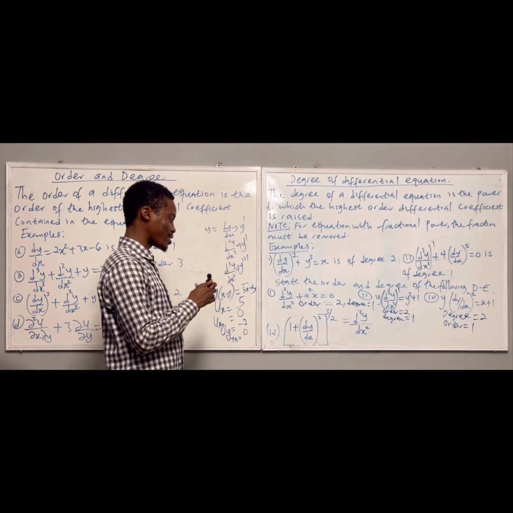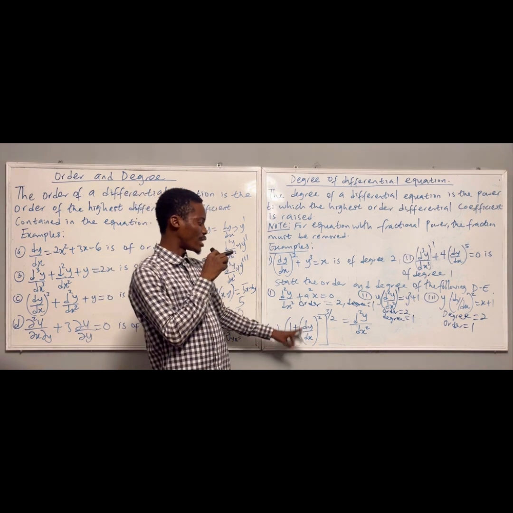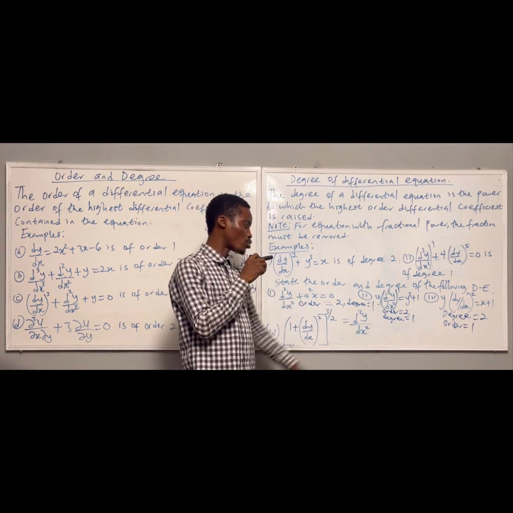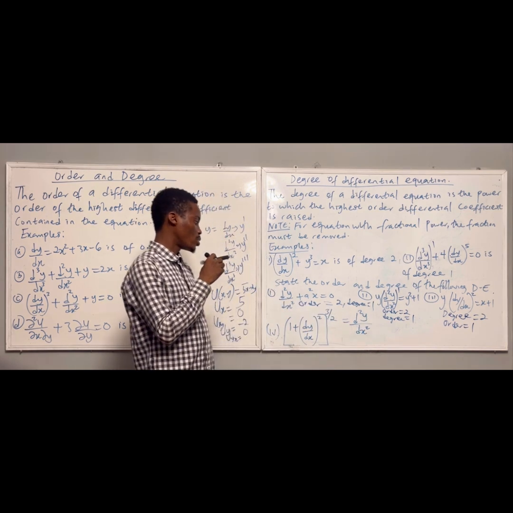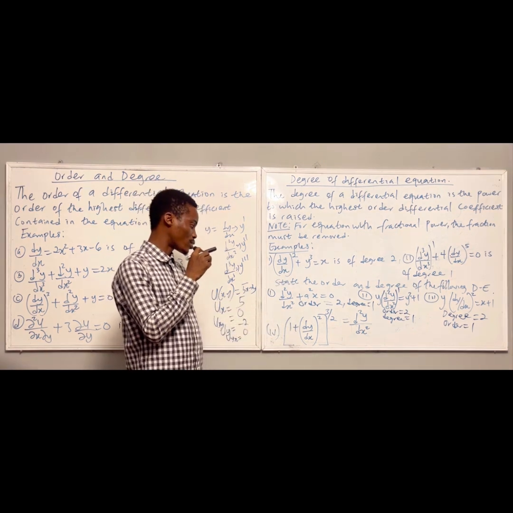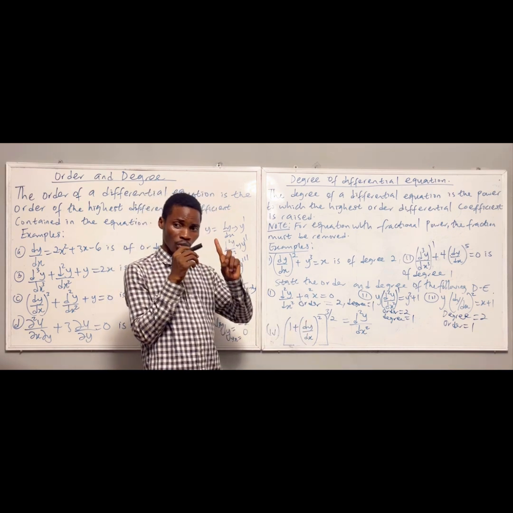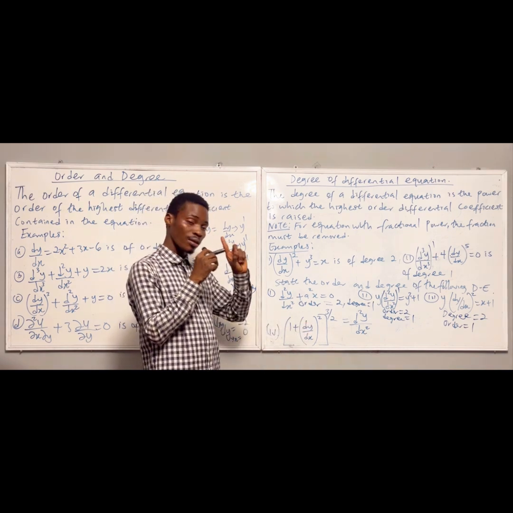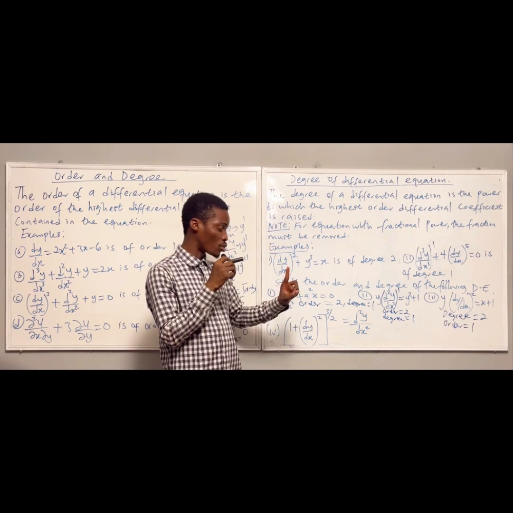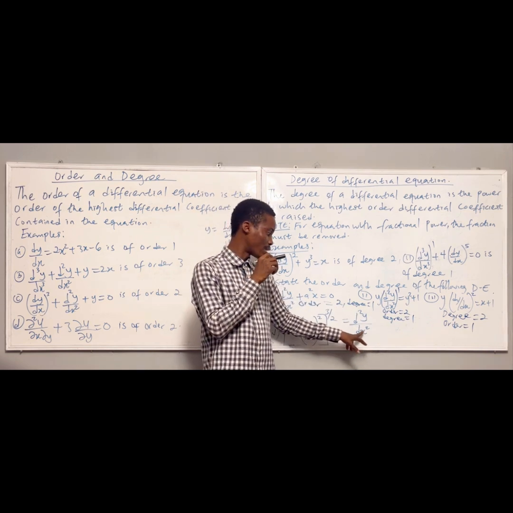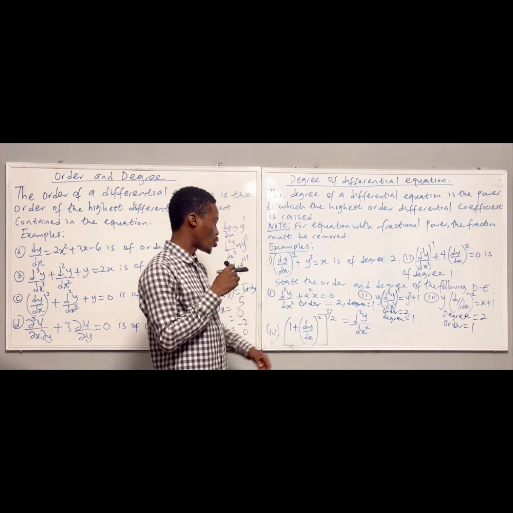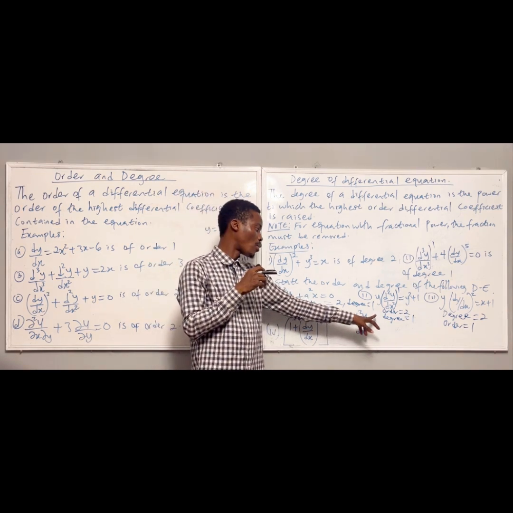So let us now consider the last example: 1 plus the dy over dx all to the power of 2, all to the power of 3 over 2, is equal to d squared y all over d x squared. What is the order? What is the degree? The highest derivative here: dy over dx is first order, it is differentiated once, while this is differentiated twice. So the highest is d squared y over d x squared, so our order will be 2.